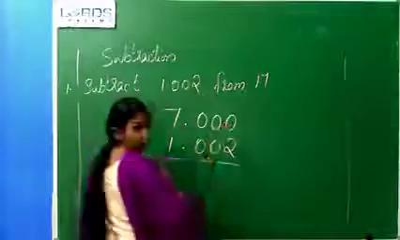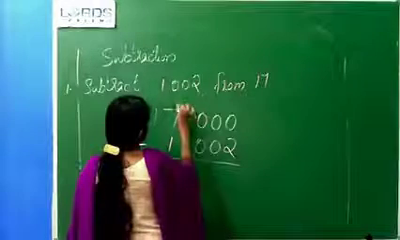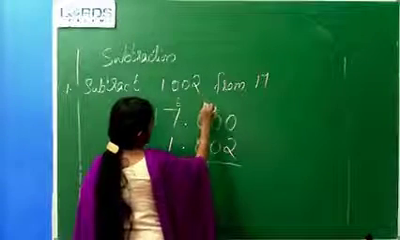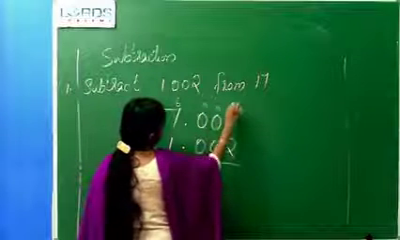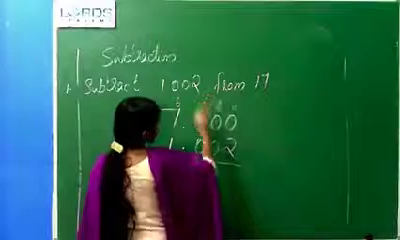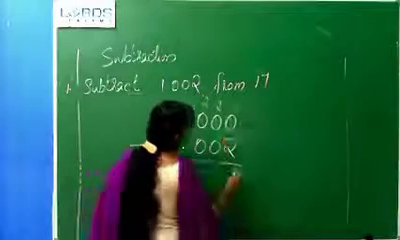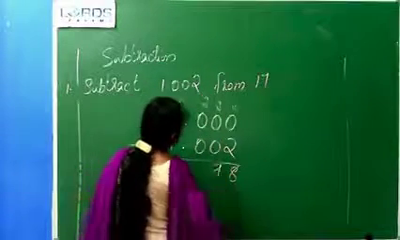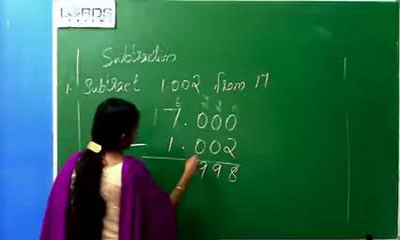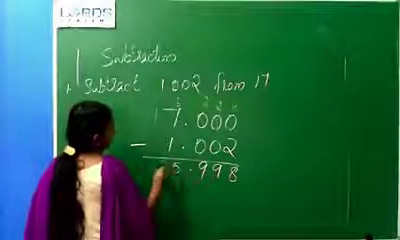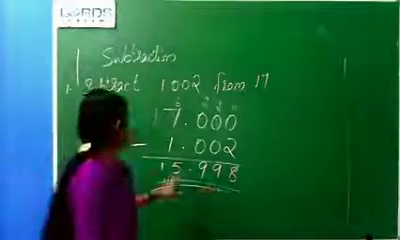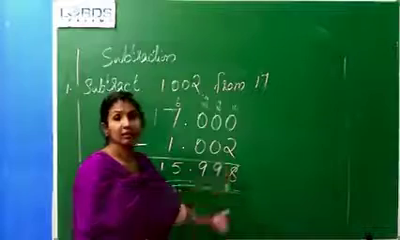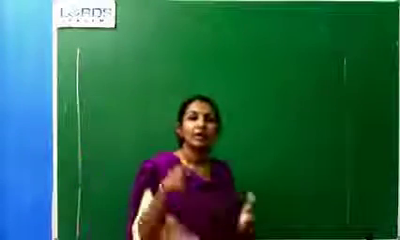Now, normal subtraction. This became 10 and it went to this side, 10 and it went to this side, and this became 10 and both became 9. 8, 9, 9. Answer is 15.998. Now addition, subtraction together, how we can do?